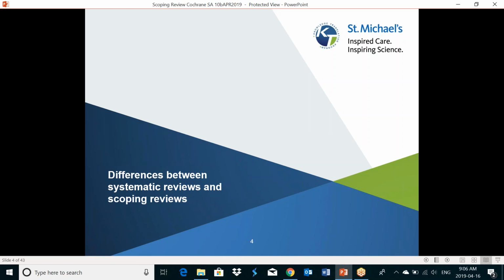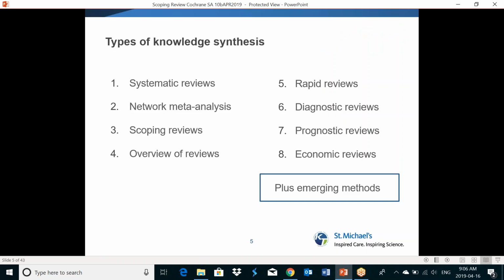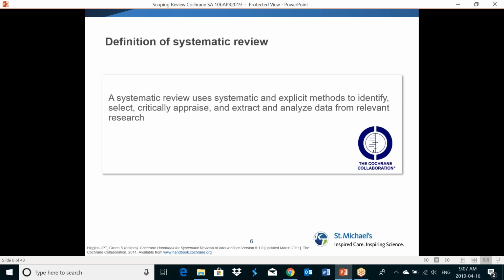Thank you. So in terms of the differences between systematic reviews and scoping reviews, just want to note that there are many, many different types of knowledge synthesis. If you look at different typologies that have been published in the literature, there's between 12 to 15, up to actually 20 different types. But today we're going to be focusing on systematic reviews quickly and then scoping reviews. So a systematic review uses systematic and explicit methods to identify, select, critically appraise, extract, and analyze data from relevant research. So this is the definition from the Cochrane collaboration that I'm sure everyone is quite familiar with.